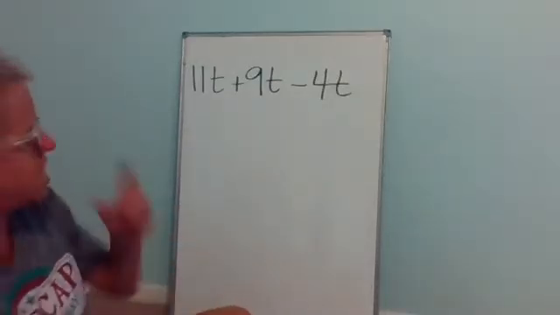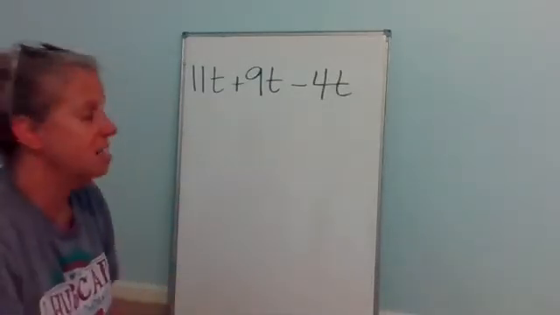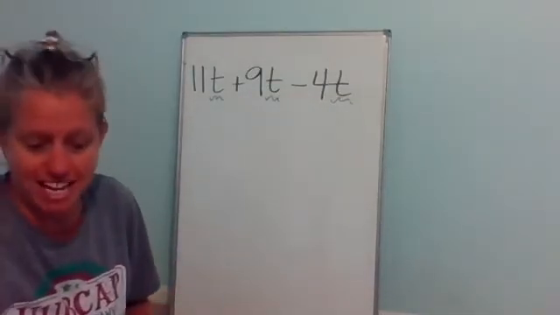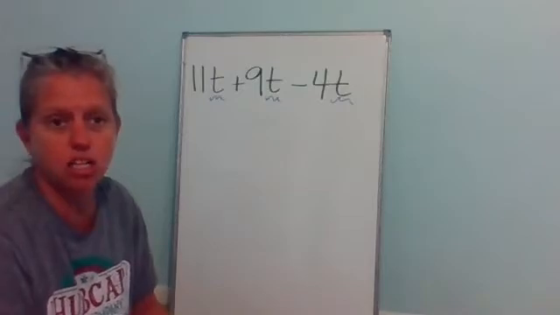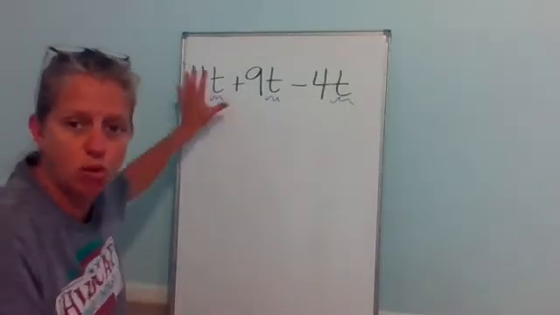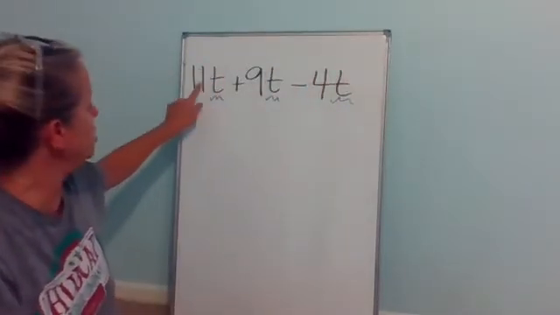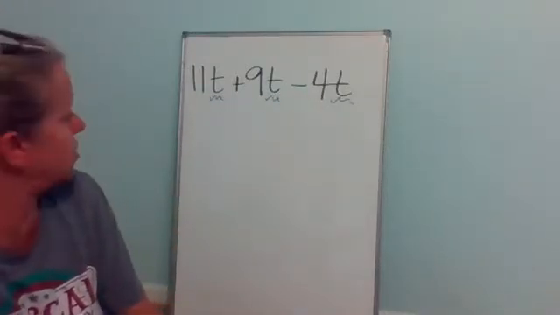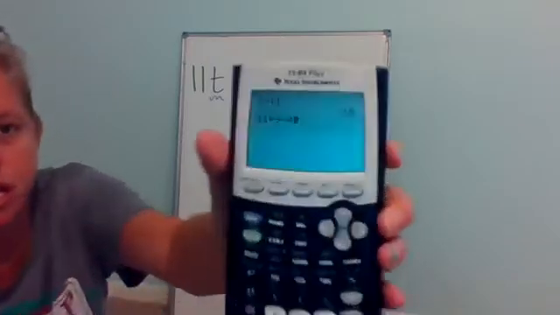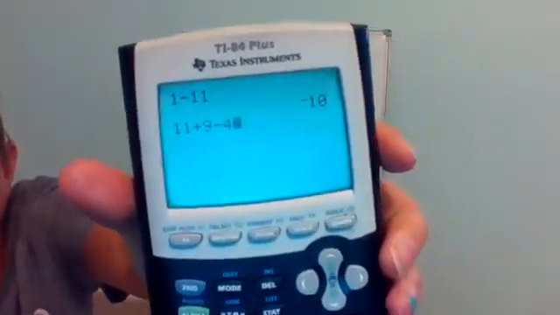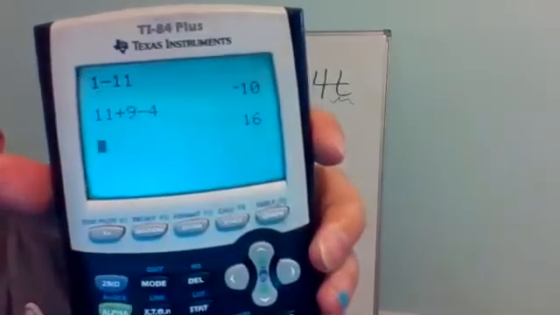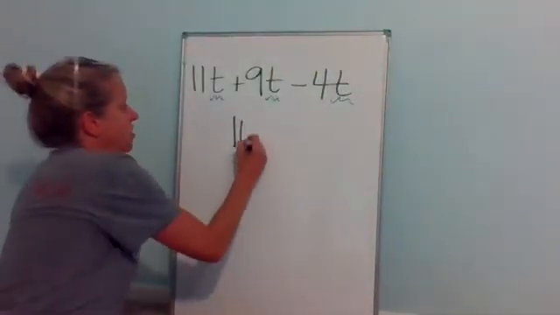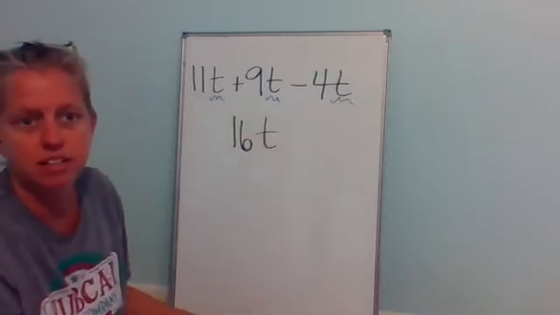So here we've got 11t plus 9t minus 4t. So again, you'll notice that they're all t's. Again, that means they are all like terms, which means I can put them all together. There's no reason to write these separately. So I just need to know what 11 plus 9 minus 4 is. And again, you can just type that all in your calculator at the same time. So just 11 plus 9 minus 4 to see how many t's you have, which altogether you would have 16. What do you have 16 of? You've got 16 t's. Okay?